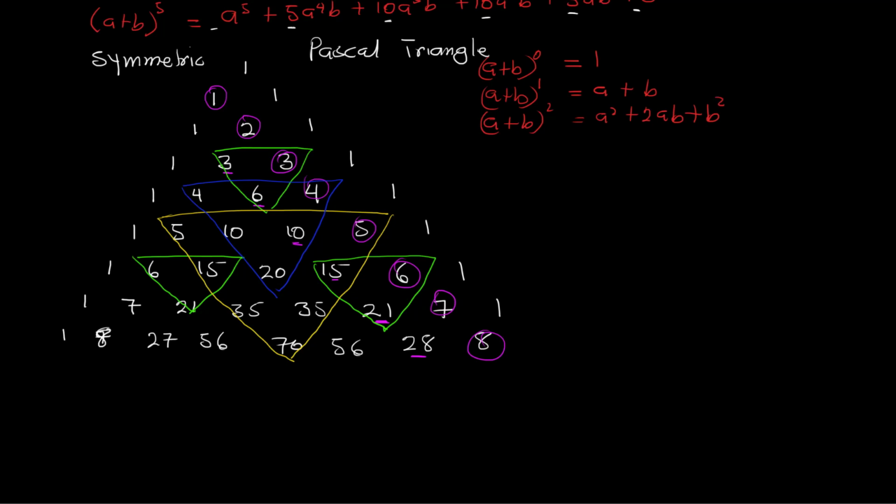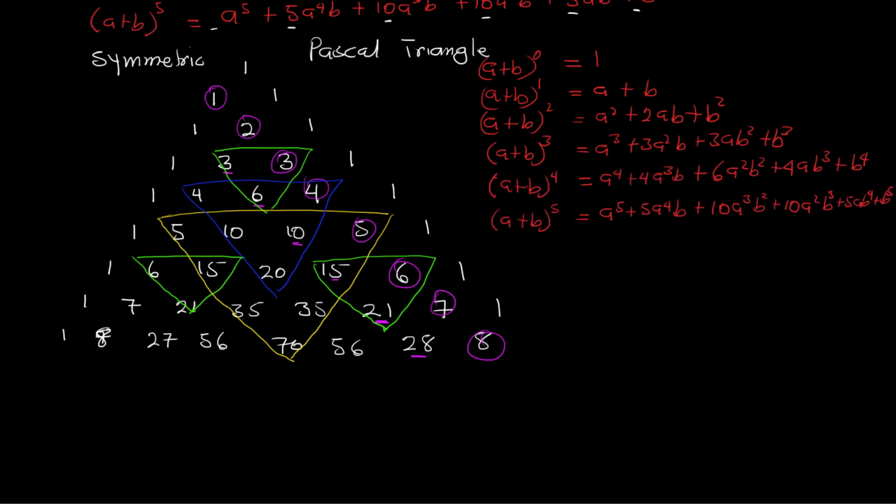The fourth, we got a plus b cubed, and that gave us a cubed plus 3a squared b plus 3ab squared plus b cubed. And that goes on and on. Let's take note that the coefficients are given by the values in the Pascal triangle. And okay, so we can do the rest as follows. So this is how we generate or expand these binomial terms using the Pascal triangle.